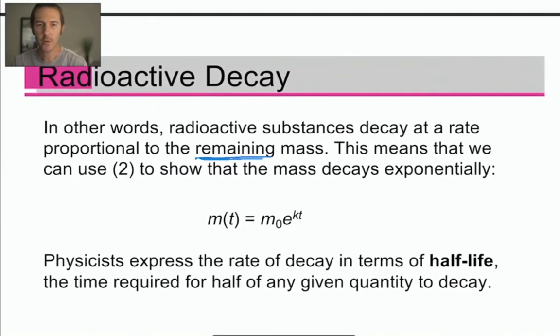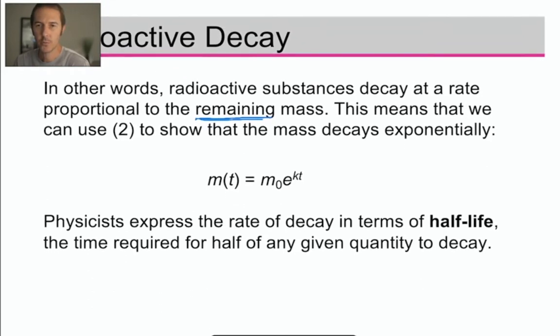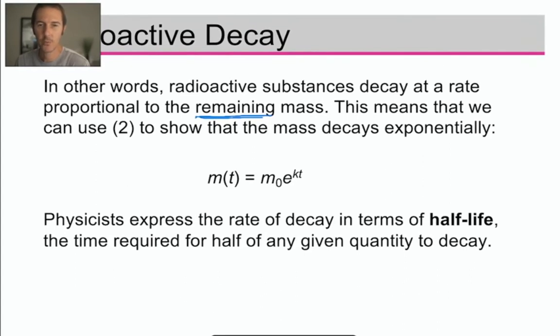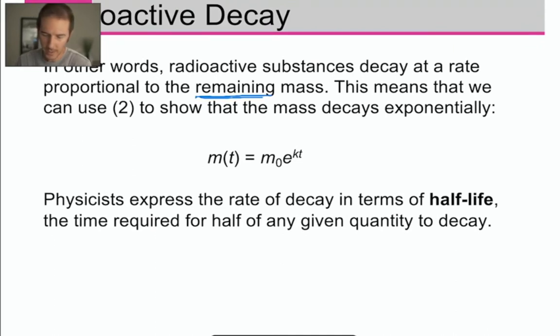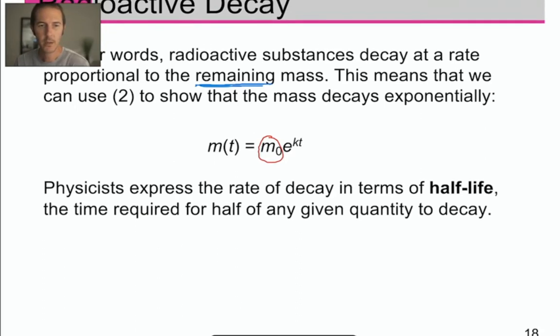And when we're looking at radioactive decay, radioactive substances, it says, decay at a rate proportional to the remaining mass, as opposed to the current population, which is on its way up. And here we're seeing m sub 0, which is the same thing as m of 0. So it's this initial amount or initial mass of a radioactive substance. There's your e to the kt.